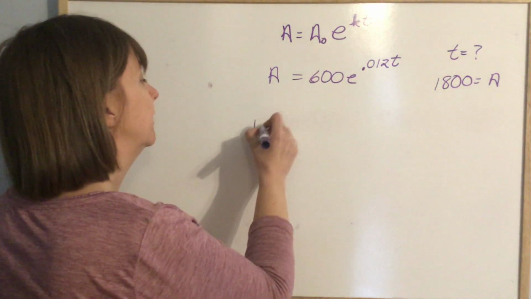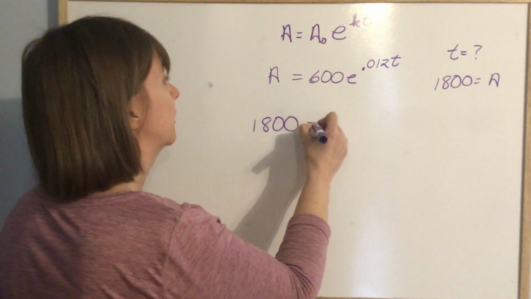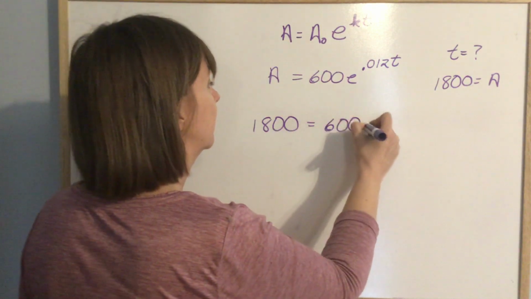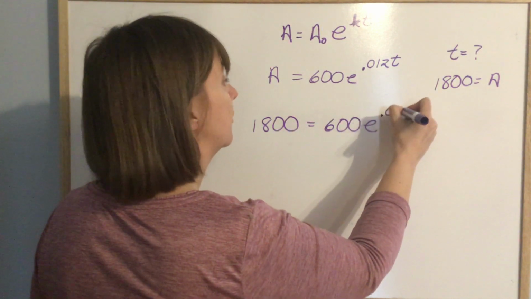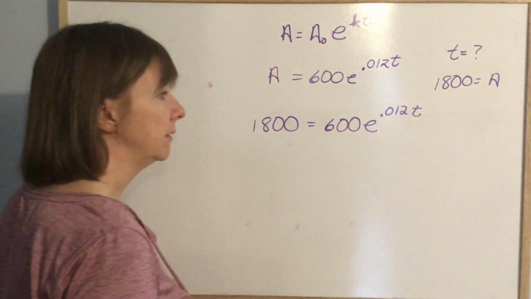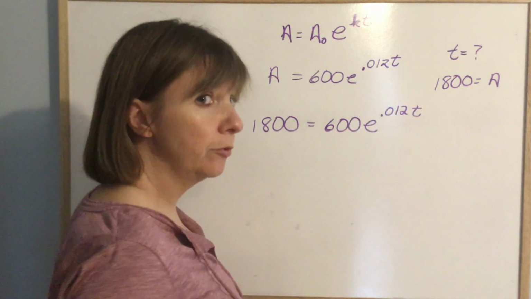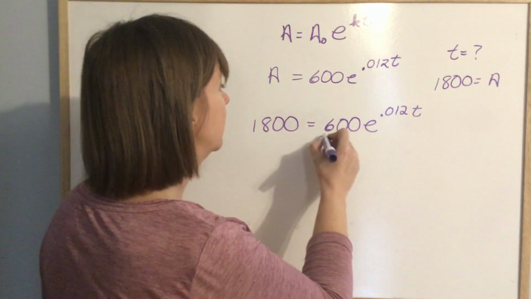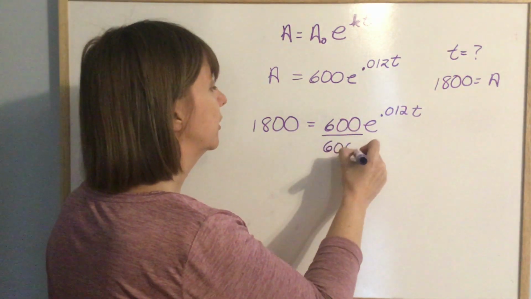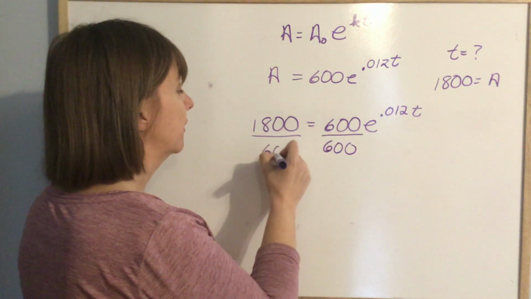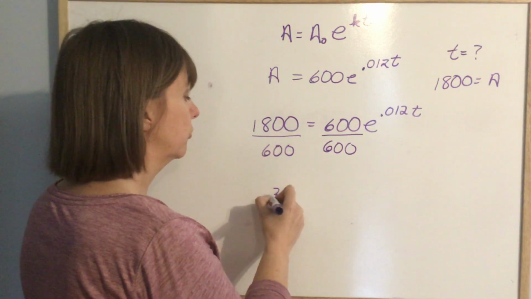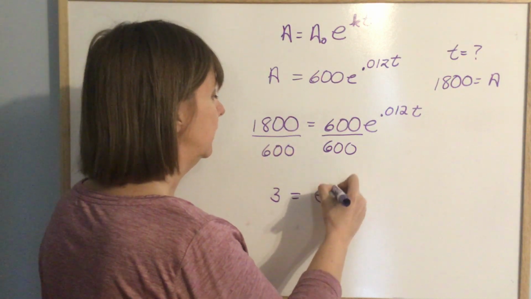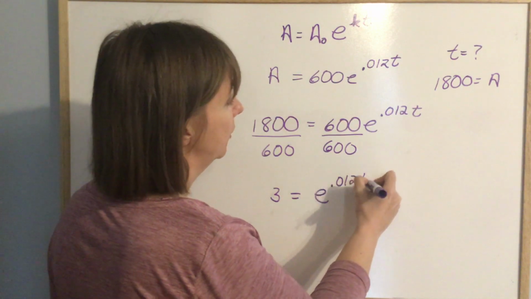So A is going to be 1800. That's equal to 600 e to the 0.012 times t. So I'm trying to figure out t. I'm going to divide this side by 600. So that's going to be 3 is equal to e to the 0.012 t.